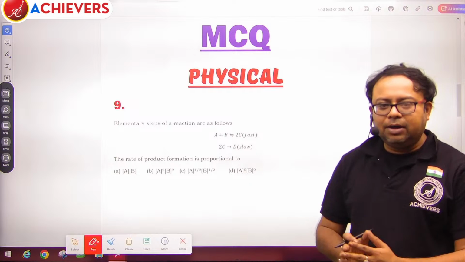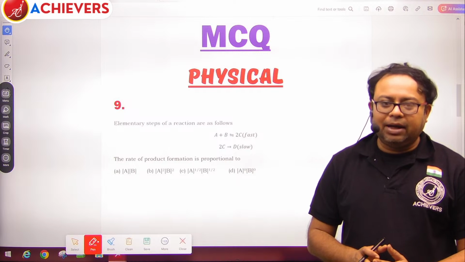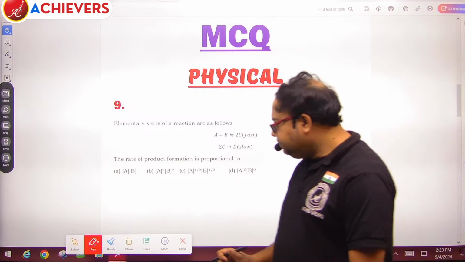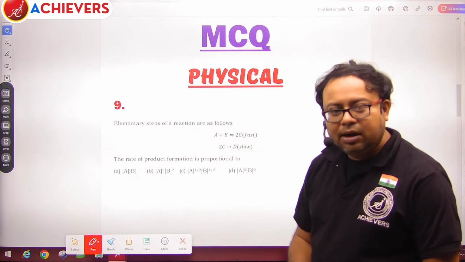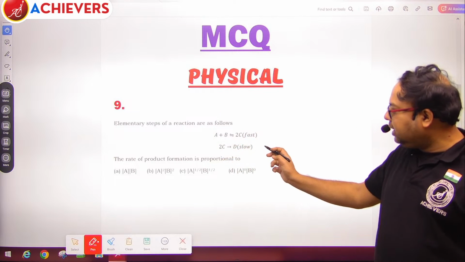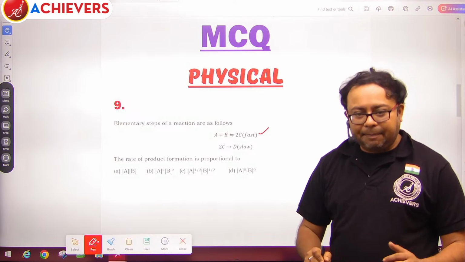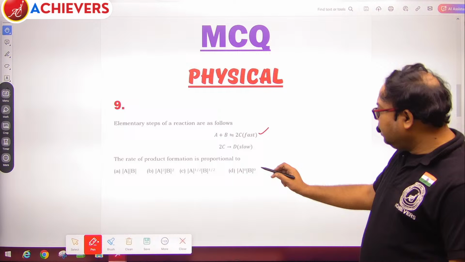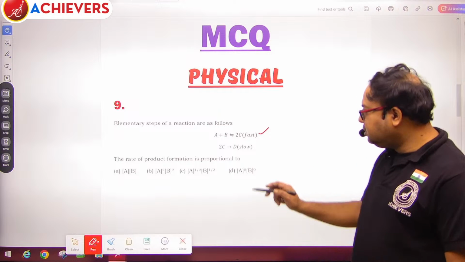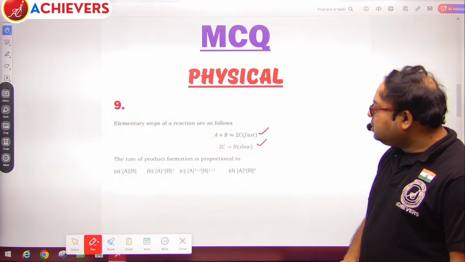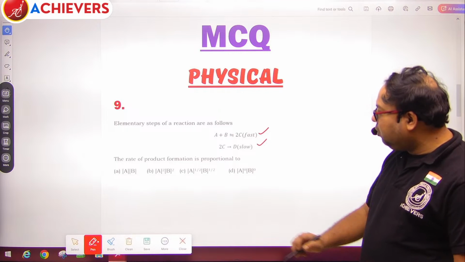All of you look into this particular question. This is a very familiar problem on chemical kinetics. You see, the elementary steps of a reaction are as follows. A plus B in equilibrium to 2C, and the equilibrium is a first equilibrium, it's a rapid equilibrium. It is followed by a slow step where 2C is converted into D. It's a slow step. So, the rate of product formation is proportional to which of the following?